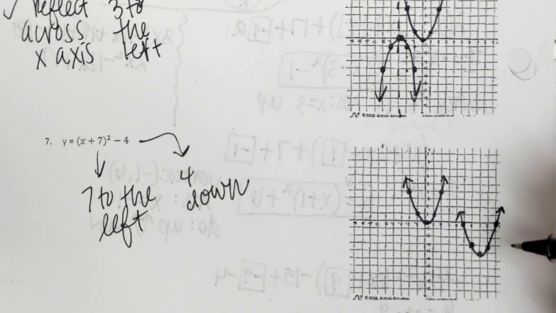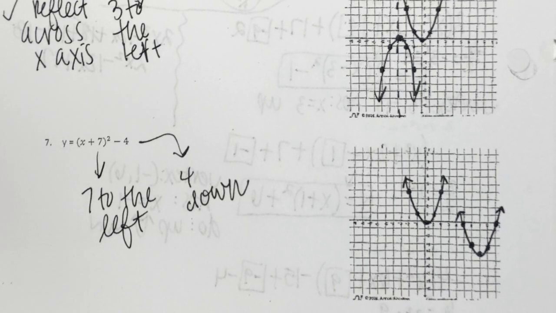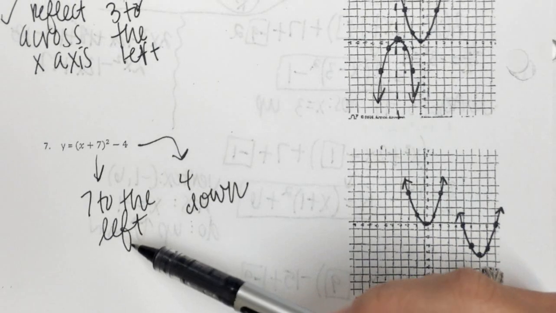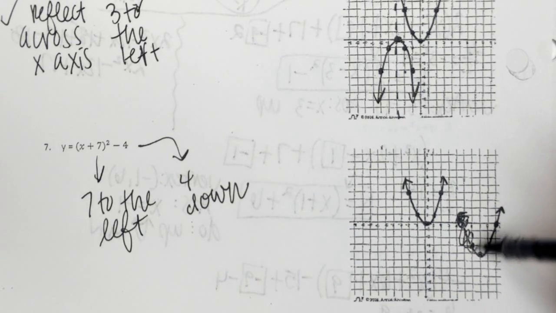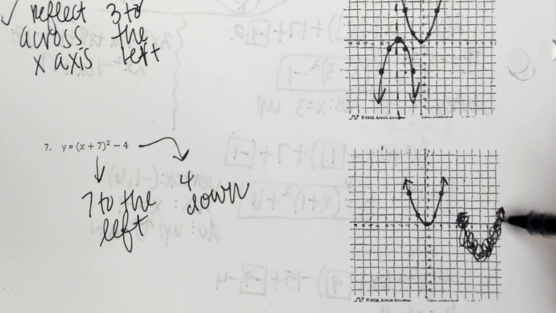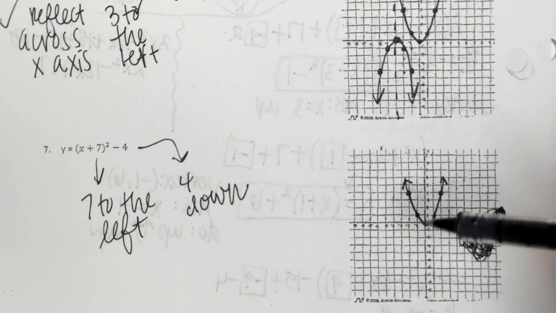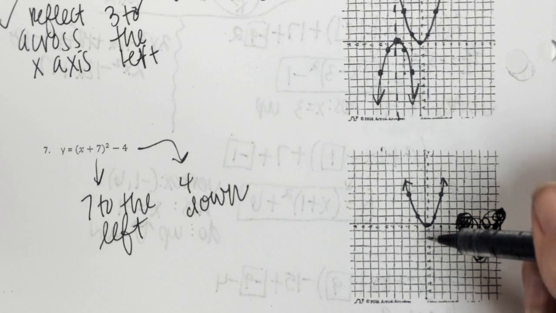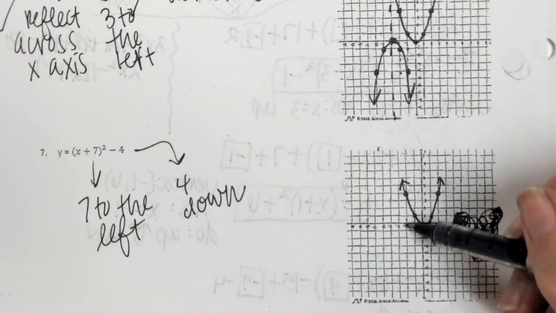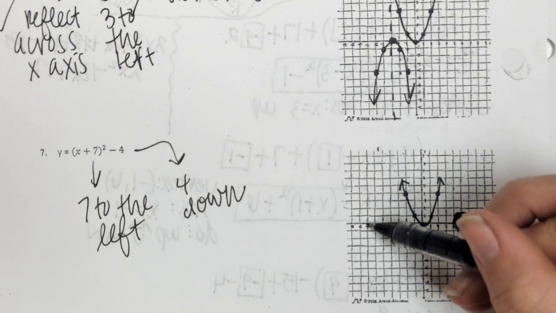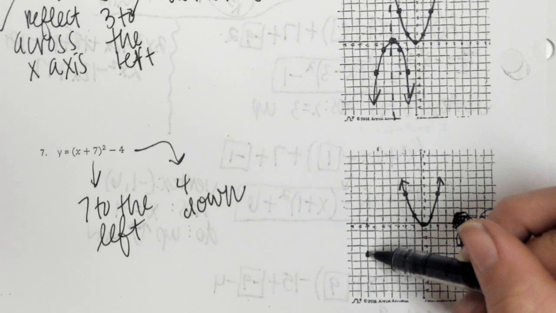Oh man, I made a boo-boo, and you already know what it is. I didn't move it 7 to the left. I'm sorry. Shaking my head. Alright, let me try this again. I'm going to move it 7 to the left this time. Left. 1, 2, 3, 4, 5, 6, 7, and then I'm going to move it 4 down. 1, 2, 3, 4.